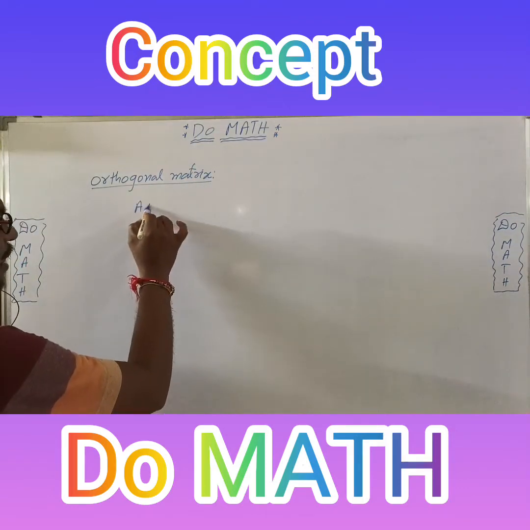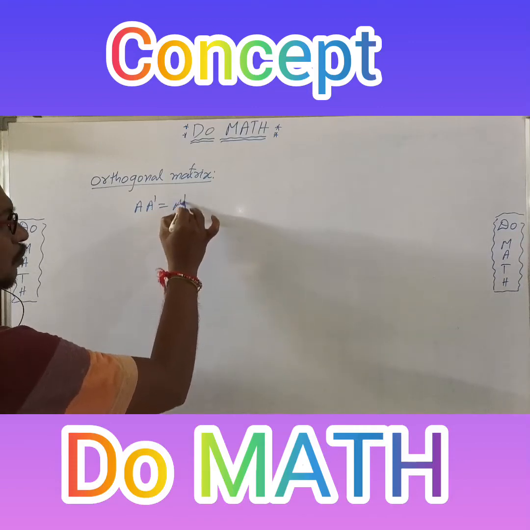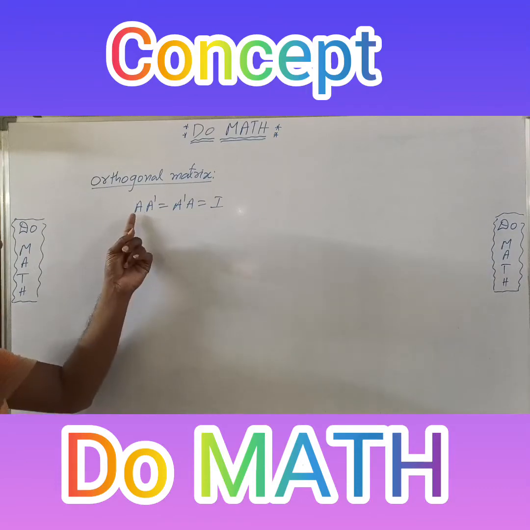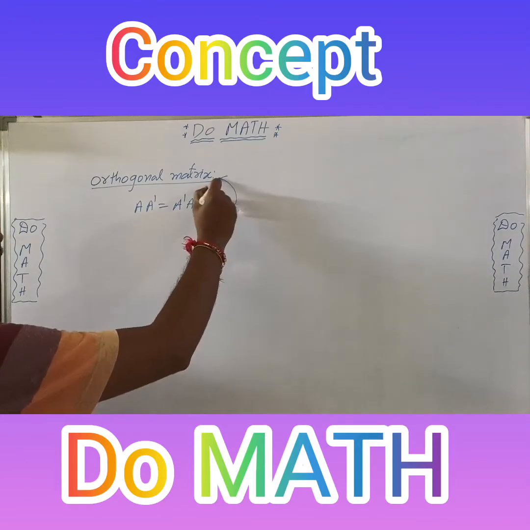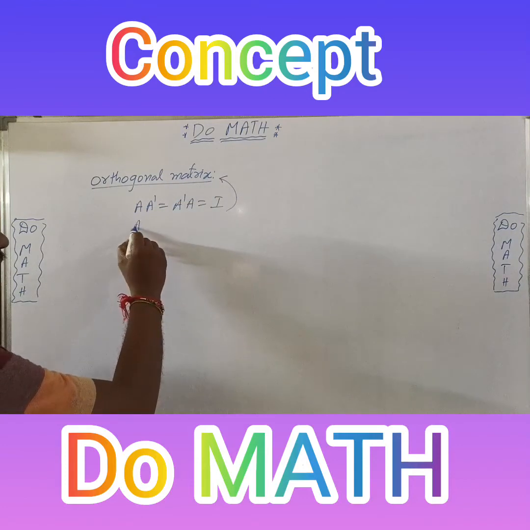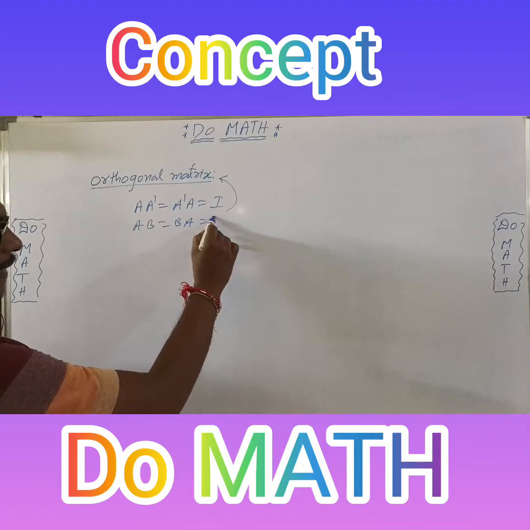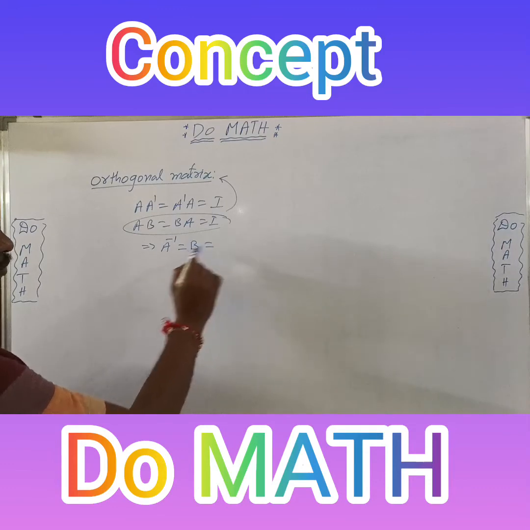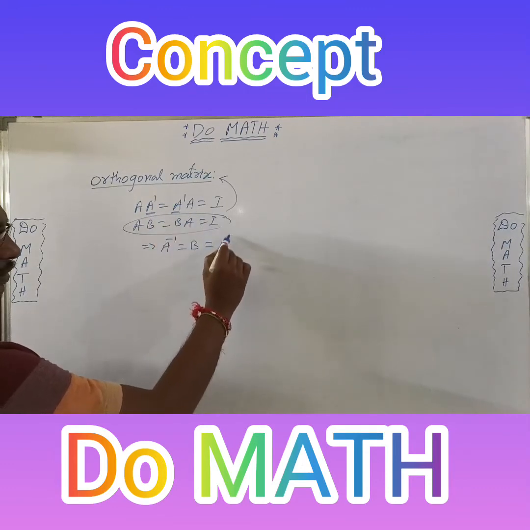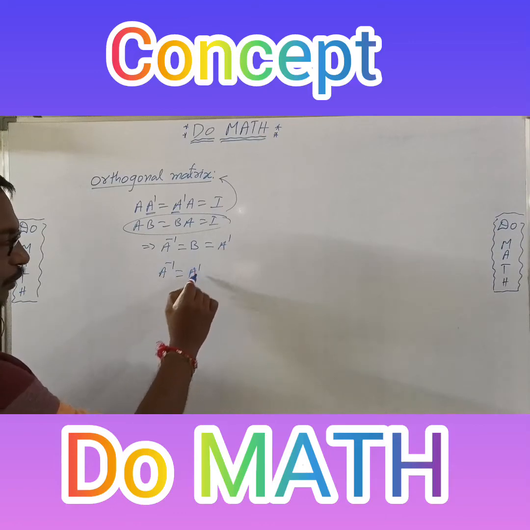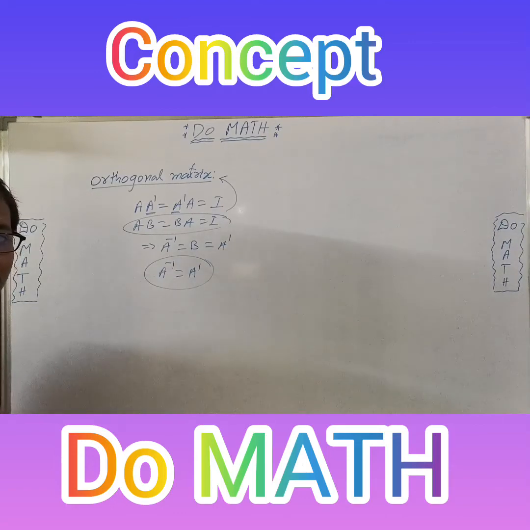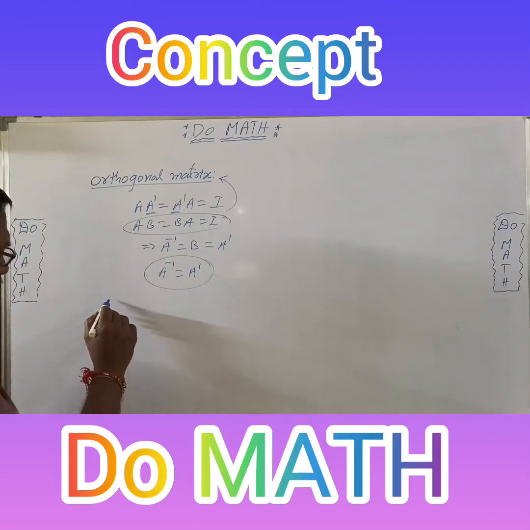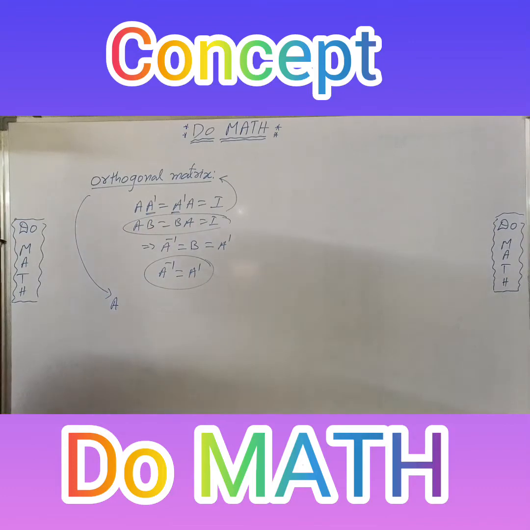If A is a square matrix and A into A transpose equals A transpose into A equals I, then it is called an orthogonal matrix. Now it is in the form of A into B equals B into A equals I, right? So A inverse equals B, where B is A transpose. In other words, A inverse equals A transpose. That means the inverse of the matrix is the transpose of the matrix. That matrix is called an orthogonal matrix.